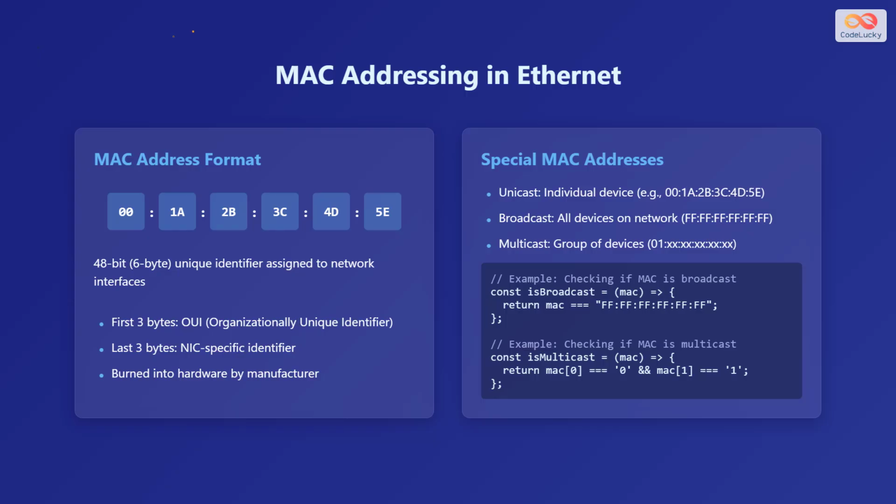If you want to check if a media access control address is a broadcast address, you can compare it to the broadcast MAC address, which consists of all Fs, as shown in the code. For multicast MAC addresses, the first byte starts with 01.